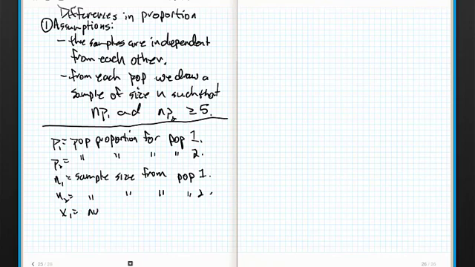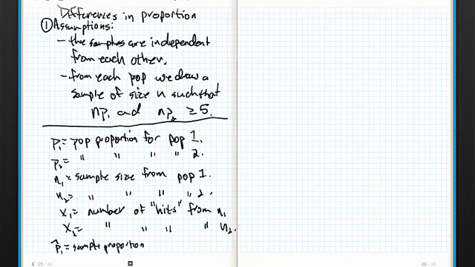X1 equals the number, remember, this basically comes from binomial, of hits, just like before, from N1. In other words, I take a sample size of 600. I say, do you favor candidate A? X1 would be the number of women that said yes, I favor candidate A. X2 equals the number of hits from N2. Easy peasy. So I know that P1 hat equals the sample proportion for population 1, and P2 hat equals the sample proportion for population 2.